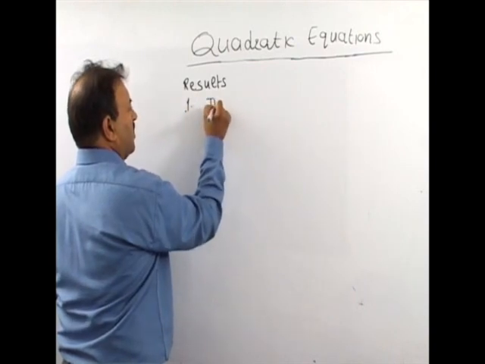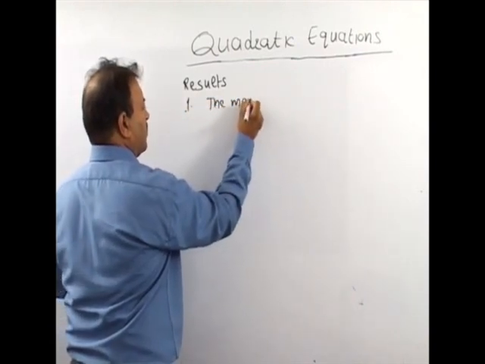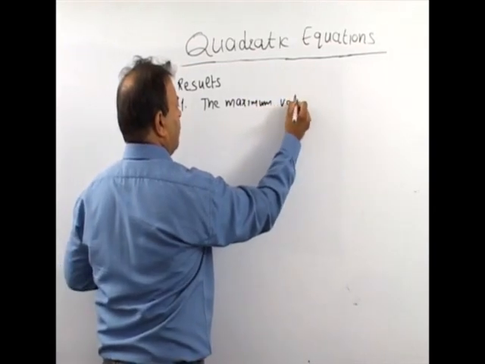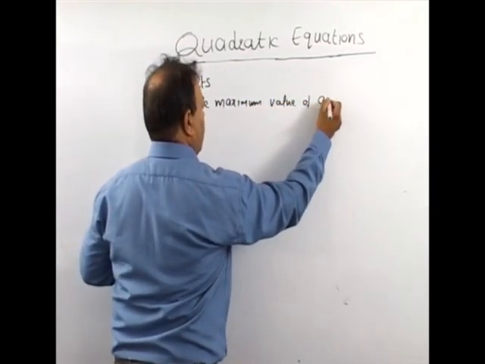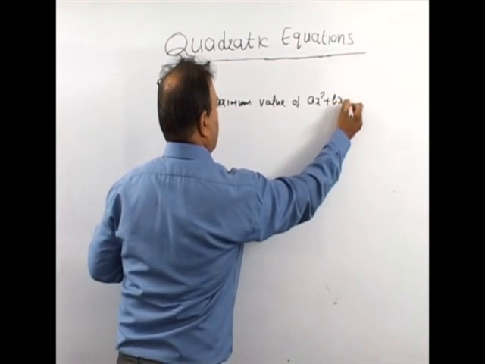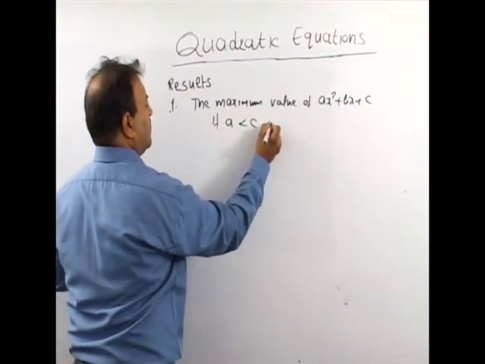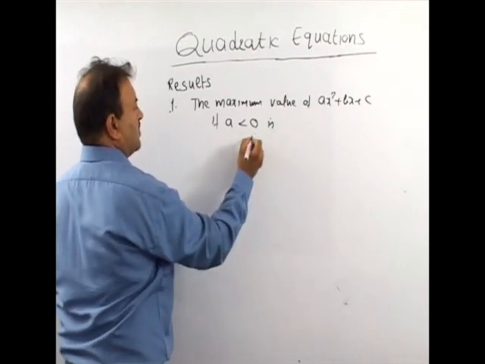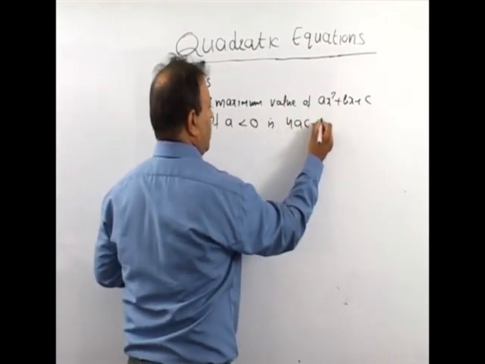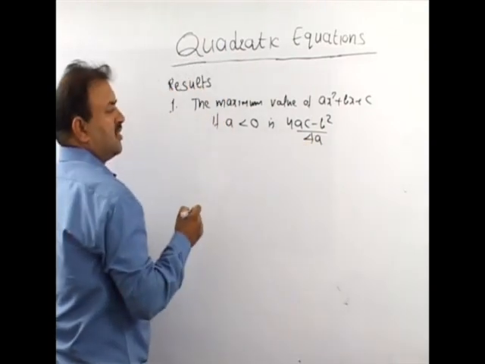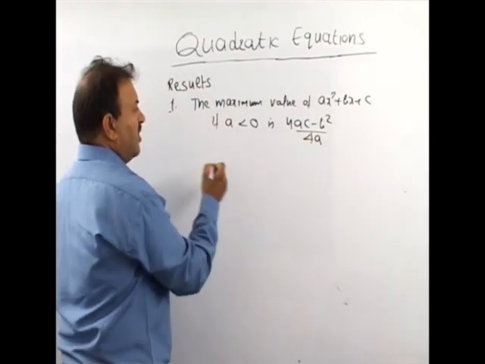First is the maximum value of ax square plus bx plus c, if a less than 0, is (4ac minus b square) upon 4a. This is the first result we have done earlier.